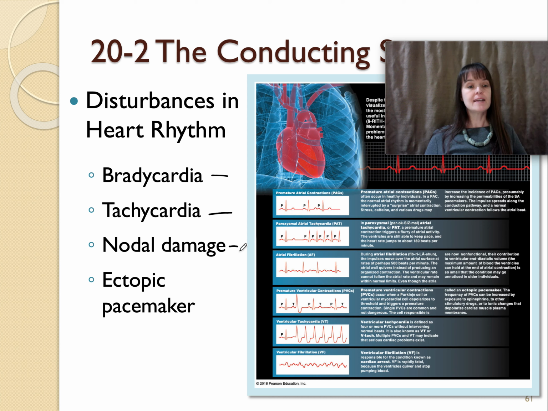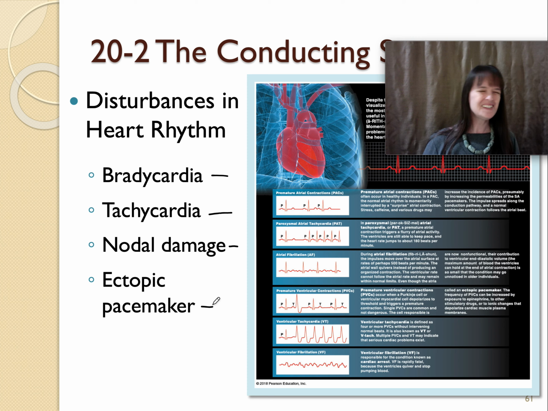Okay, and an ectopic pacemaker. These are when abnormal pacemaker cells generate action potentials at a faster rate. The problem with the faster heart rate is it doesn't give the heart time to fill, and so you will have a faster heart rate but pump less blood. It decreases the pumping efficiency.